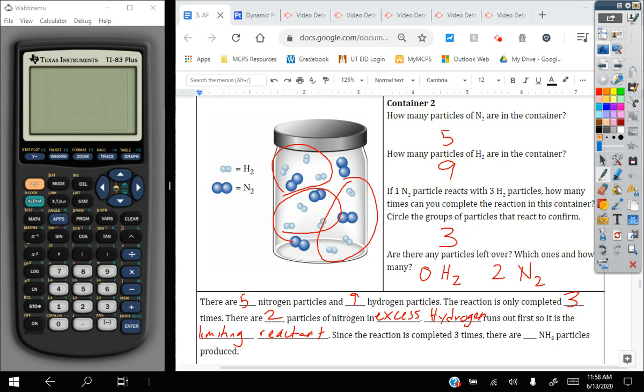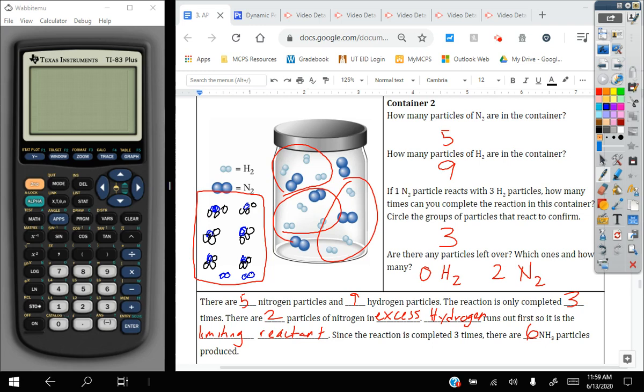Since this reaction completed 3 times, 3 times 2 is 6 from my balanced equation, there were only 6 NH3 particles produced. So if I were to draw a container, I'll keep the colors the same. I said 6 particles, right? 1, 2, 3, 4, 5, 6. And then each of these is going to have 3 hydrogens attached. 1, 2, 3, 1, 2, 3, 1, 2, 3, 1, 2, 3, 1, 2, 3. My new container would have 6 NH3 molecules, which is what I just drew here. And then there are still going to be 2 N2 molecules hanging out in blue here, and those are going to be leftovers in your container.